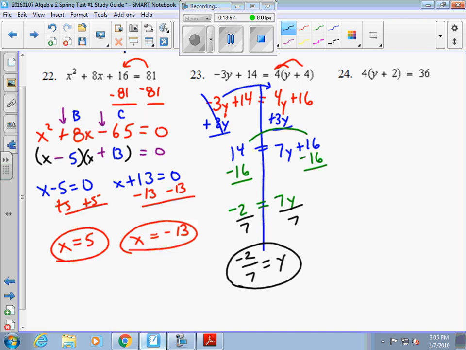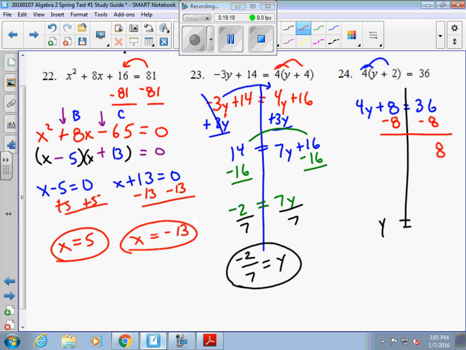Distribute 4 times y is 4y, and 4 times 2 is positive 8, equal to 36. Undo at this point to get y by itself. That's your goal. Undo plus 8 by subtracting it on both sides. 36 minus 8, 16 minus 8 I should say, is 8. When you borrowed it, 2 minus 0 is 2. So 4y is equal to 28. Undo 4 times something by dividing by 4 on both sides. So y's value is 7.